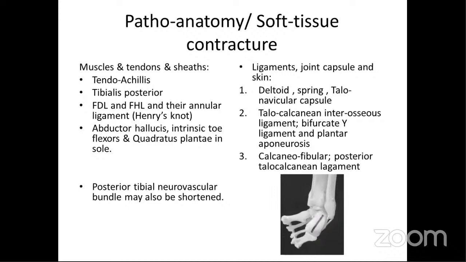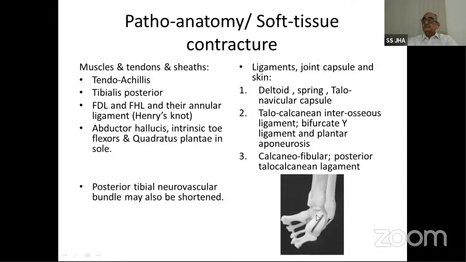Now, sometimes the examiner might ask you, what is the pathoanatomy or soft tissue contracture? Please do not get bowled over by this question, because it is too much material to learn. What you do is visualize the deformity of the foot in your mind. Whatever is there on the posterior side, both medially as well as laterally, is contracted. So what is present on the posterior side? Tendo Achilles, the capsule of the ankle joint, the capsule of the subtalar joint, the calcaneofibular ligament.